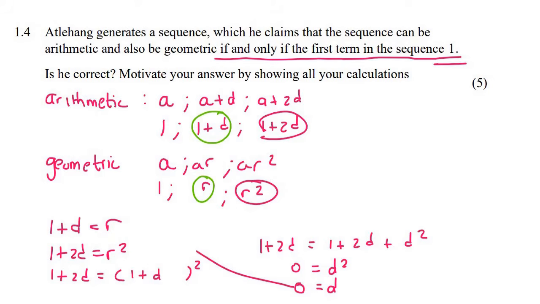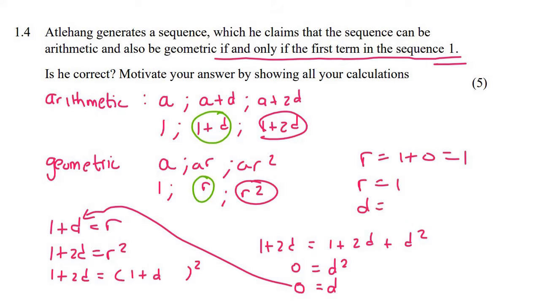Then you can plug that D back into here, or more like over here, and you would find that R is equal to 1 plus 0, which is equal to 1. Okay, so R is 1, D is 0, everything looks great, so it looks like this guy is correct. But guys, there are so many different ways we could have done this.